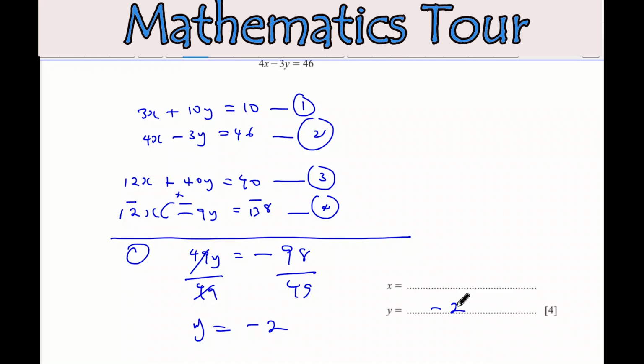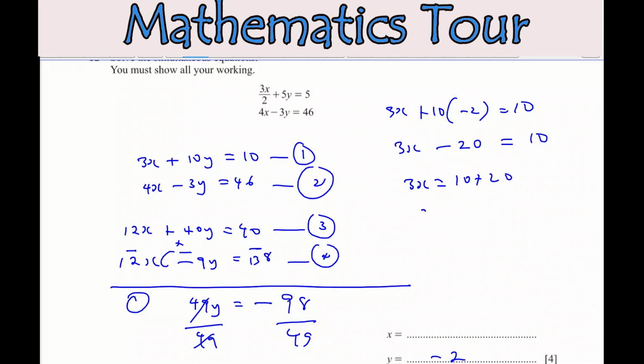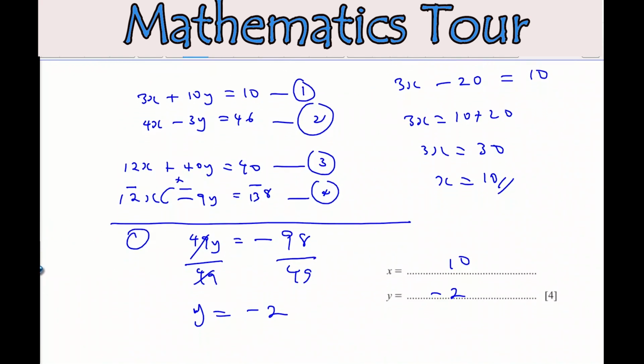So I have negative 2 here. So I can substitute the value of y into any of the equations 1, 2, 3, and 4. So let's use equation 1. So that will be 3x plus 10 into y, where y is negative 2, equals to 10. That is pretty easy. 3x minus 20, if we expand the bracket, equals to 10. 3x equals to 10 add 20, 3x equals to 30, x equals to positive 10. So x equals to positive 10 when y is equals to negative 2.